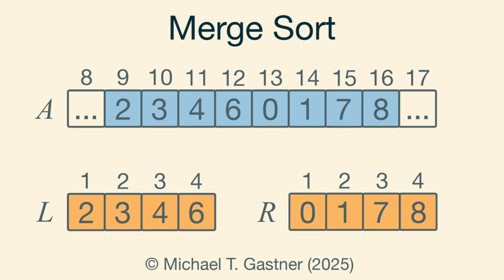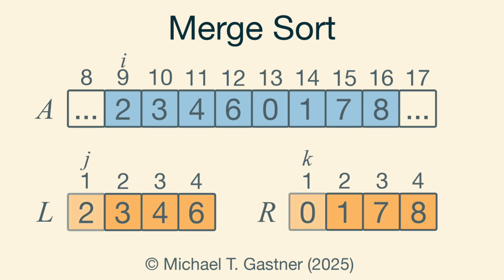To achieve this outcome, we use three integer variables, I, J, and K. Here, I tracks the position in A where the next smallest value will be placed, while J and K identify the current positions in L and R, respectively. Initially, I points to index 9 in A, while J and K both start at 1, corresponding to the values 2 in L and 0 in R.